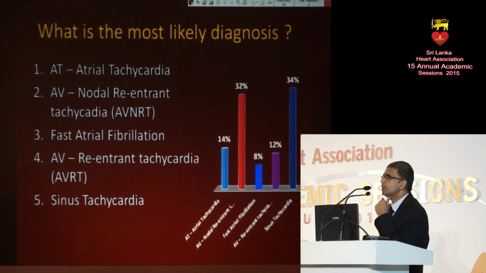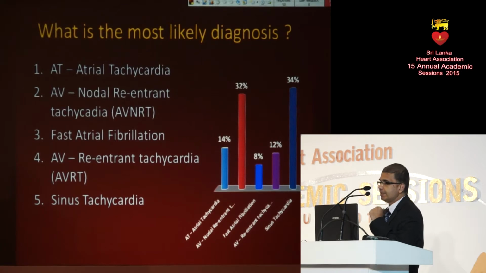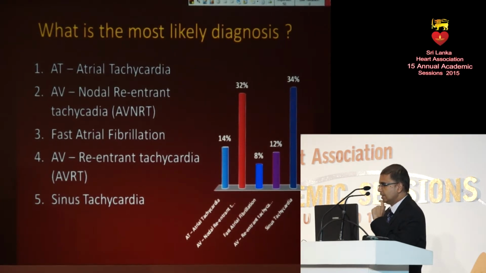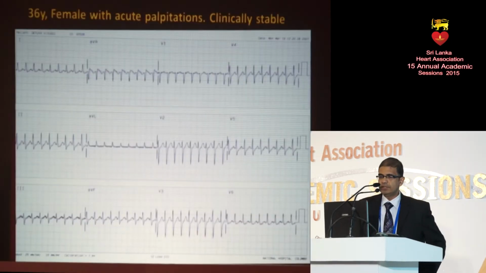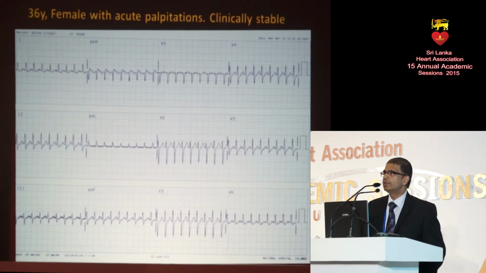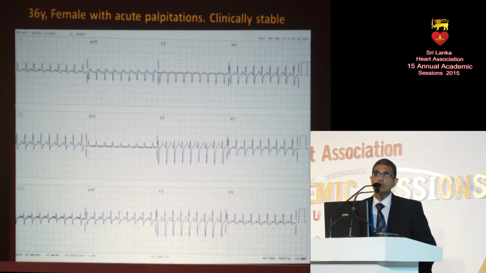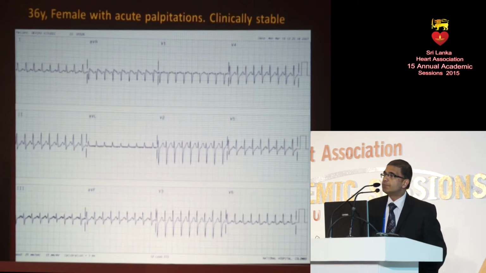34%, most of the people thought that it's a sinus tachycardia, right? And about 30%, or a third, thought that it's an AV nodal reentrant tachycardia, and the rest have various other answers. So you can see the narrow complex tachycardia, and what is not obvious here is the P wave. So you really can't see a P wave, right? So you have a narrow complex tachycardia with an absent P wave.